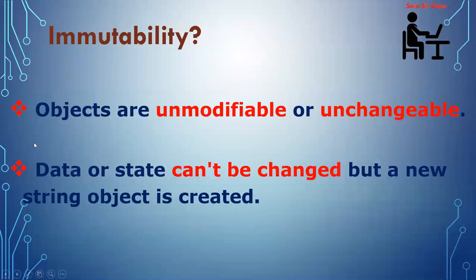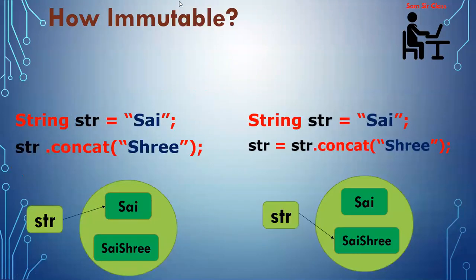Now second is immutability, the most important concept, that a string is immutable. So what is immutable all about? You cannot modify or change the value. That means the data or state cannot be changed, but a new string object is created. What is the meaning of this? What is immutability? Now you see this particular example.